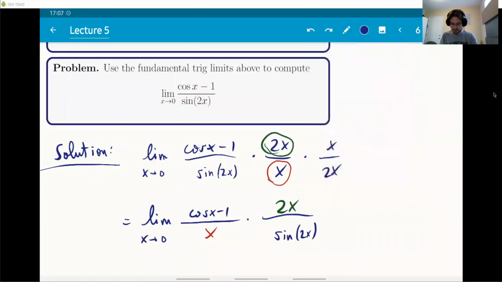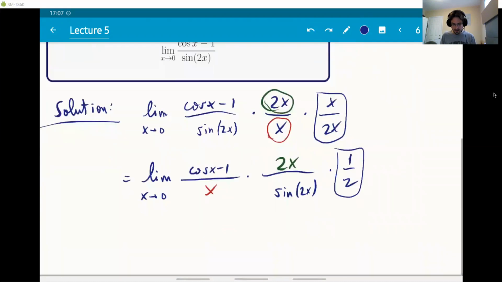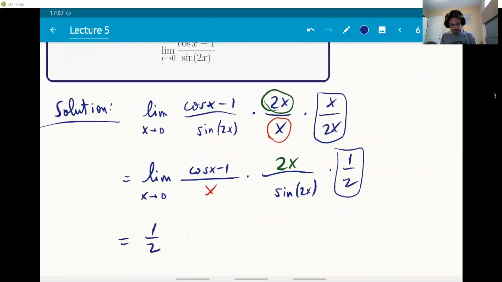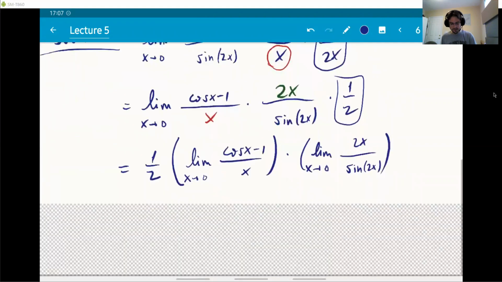And what we're going to do is simply cancel the x's. It's just a 1/2. You can cancel the x because x is not 0. Because you're going towards 0, that means you're close to 0, but you're not equal to 0. And now you're good. The 1/2 comes outside. Limit of the product is product of the limits as long as they both exist. That's important, but that's going to be the case here because we already know they exist.